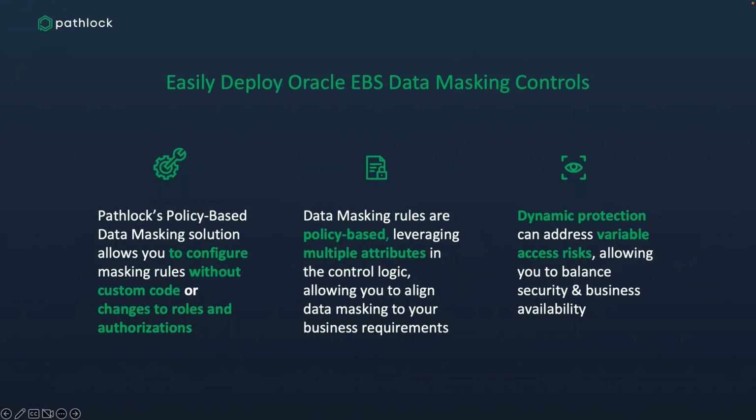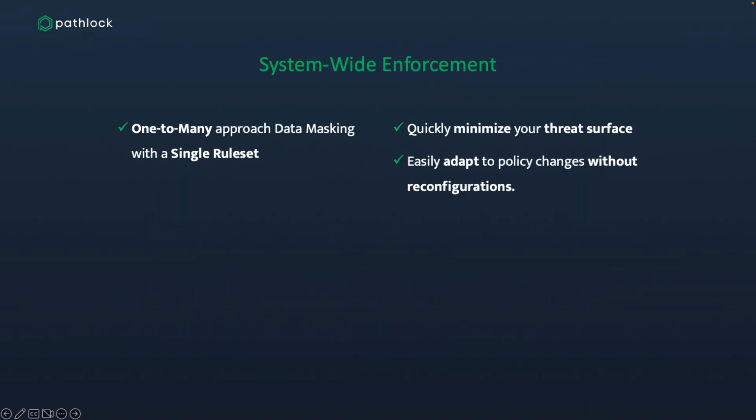So when we talk about system-wide enforcement, it really is a one-to-many approach. You can build a simple rule set, or a single rule set, and allow that rule set to protect multiple different transactions where that data element happens to be populated within the application set. So you can quickly minimize your threat surface. When we're talking about the threat surface there, really that's data minimalization. It's lowering how people are accessing your sensitive information, which is thus going to minimize your risk as an organization.